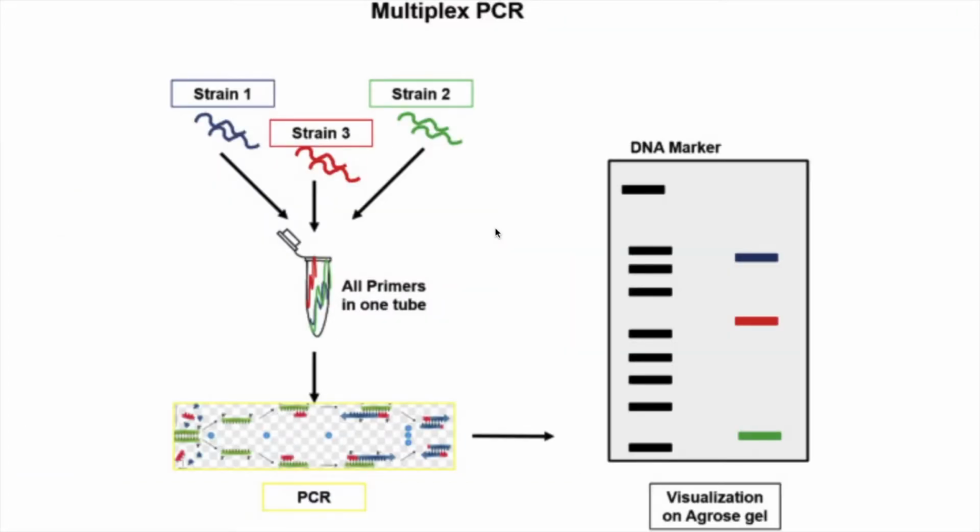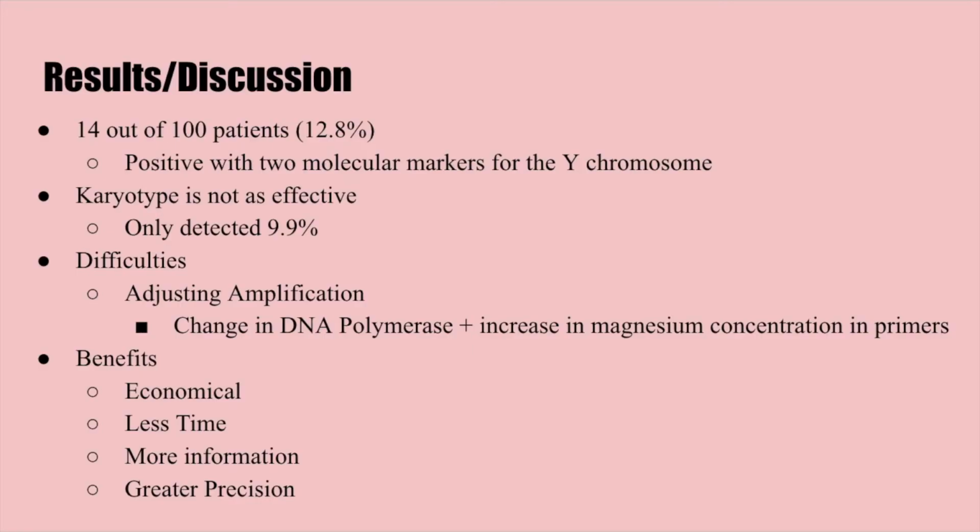So, this gives a visual representation of the multiplex PCR, which contains 3 different strains, or in our case, 109 different strains. And they are put into one tube into the MPCR and then eventually put into the gel electrophoresis for analysis. Results and discussion of this paper.